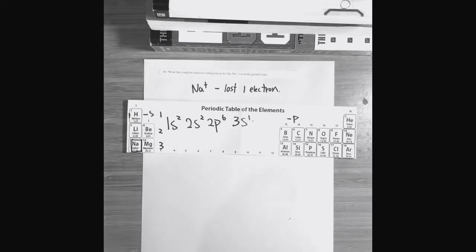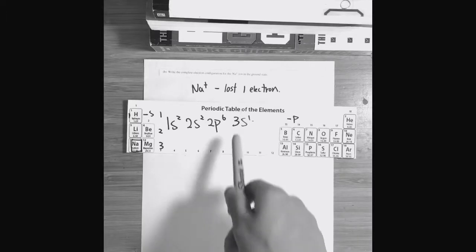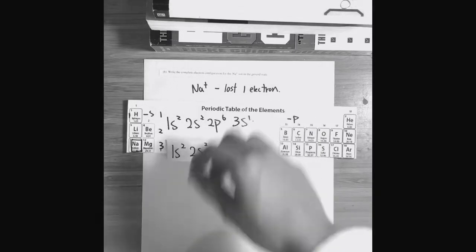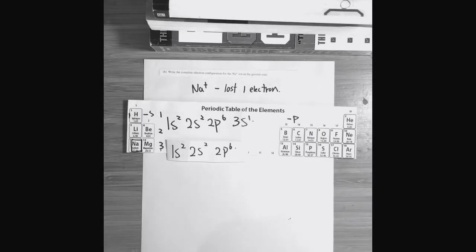But what about Na plus? Because Na plus lost 1 electron, it should lose the electron in the outermost energy level. So it lost the electron of 3s1, which means it becomes 1s2, 2s2, 2p6.